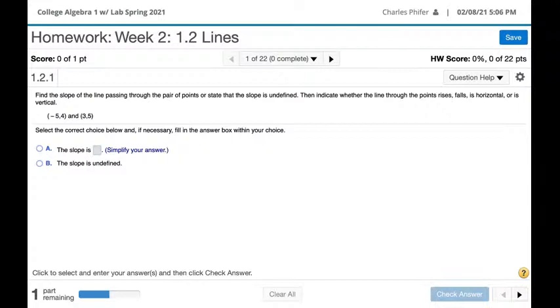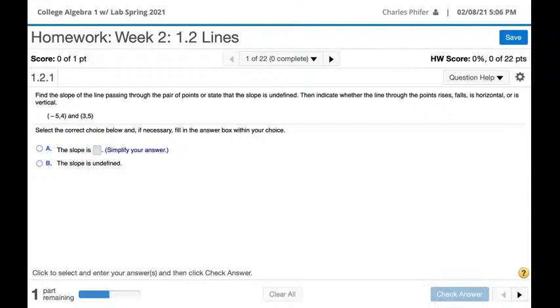Okay, all right, so let's look at this. This comes from section 1.2, question number 1. It says, find the slope of the line passing through the pair of points, or state that the slope is undefined. Then indicate whether the line rises, falls, is horizontal, or is vertical. Basically this is just talking about the slope between 2 points.